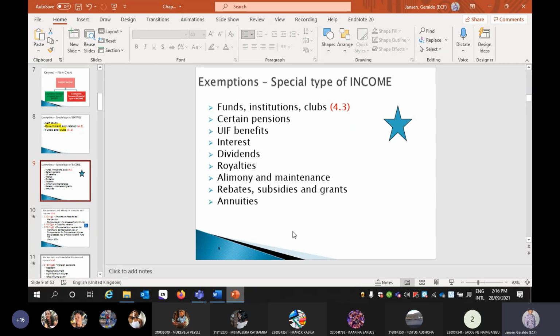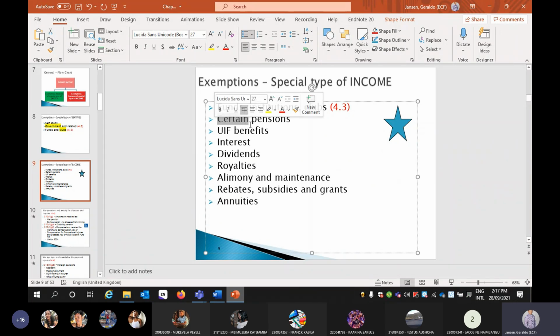For example, let me tell you one, the old age grant that our people get on a monthly basis, the elderly who is 60 years and older, that pension is exempted because it is a special type of income. However, guys, don't get this wrong. If you get a pension because of where you worked, let's say you worked at Old Mutual, now you retire and now you get a pension, that one will not be exempted, or maybe a portion of it will be exempted. That is why I'm saying certain and not all. Only certain pensions will be exempted.